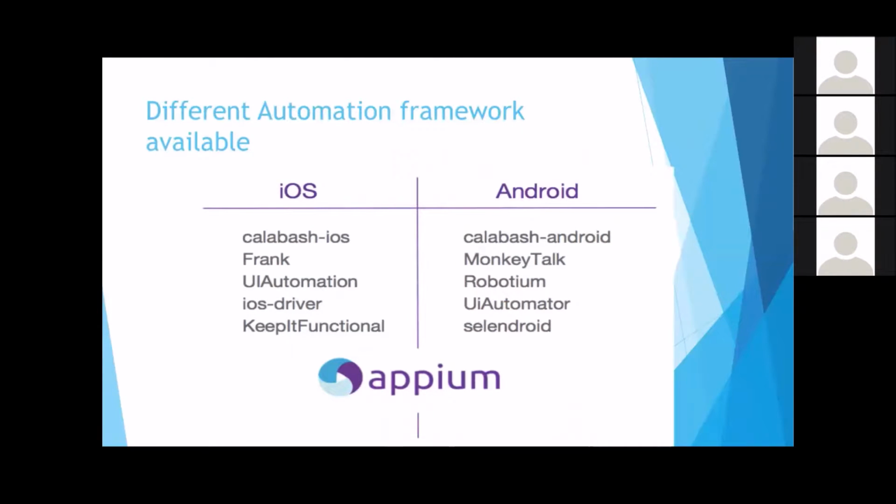Why not others? Because there are many others like Calabash, we have Monkeytalk, we have Robotium, we have UI Automator, Selendroid, Keep It Functional, UI. Different, too many operating systems, automation frameworks available. So why choose Appium?